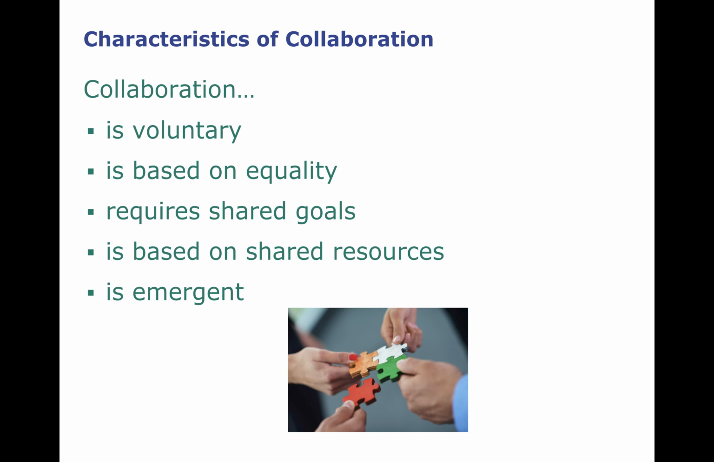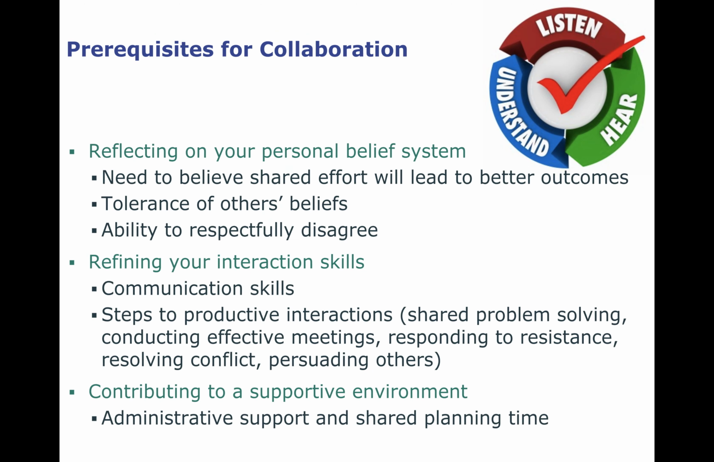So, some of the characteristics of collaboration: you want to acknowledge that collaboration is voluntary, that it's based on equality, that it requires shared goals and shared resources, and it's emergent. So, collaboration requires more than one person, but you don't necessarily have to collaborate, right? And so, you really want to develop collaborative relationships that are based on equality, where you're working together to achieve a common goal. That is when they are most effective.